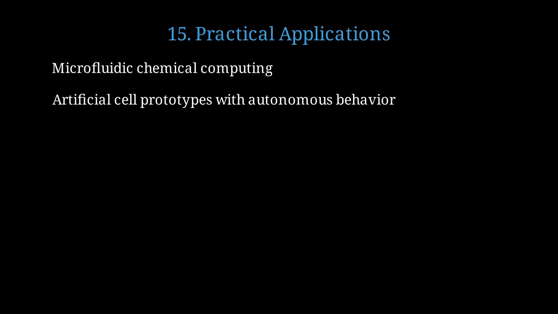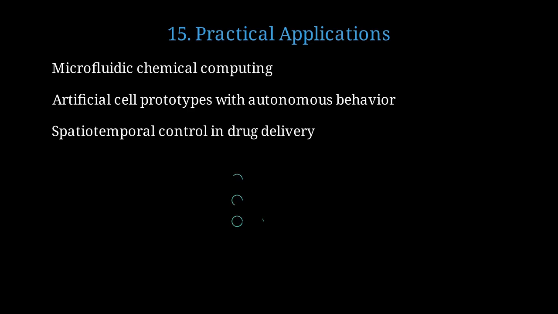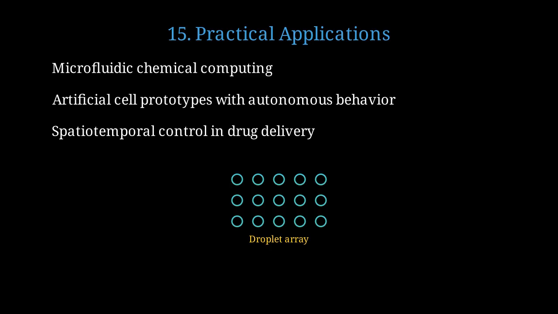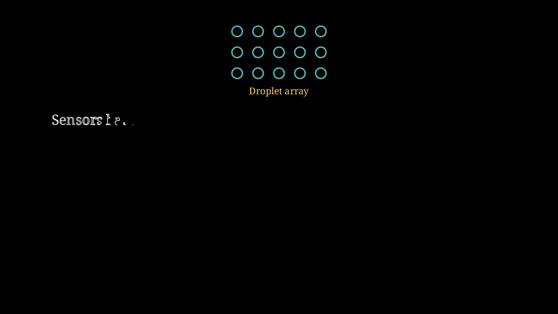These confined BZ systems have several practical applications. One application is microfluidic chemical computing, where droplets act as oscillatory logic gates. Another is creating artificial cell prototypes that display autonomous oscillatory behavior. A third application is achieving spatiotemporal control in drug delivery systems. Arrays of communicating droplets can perform distributed chemical computation. Chemical sensors can be built that detect analytes through changes in oscillation frequency.